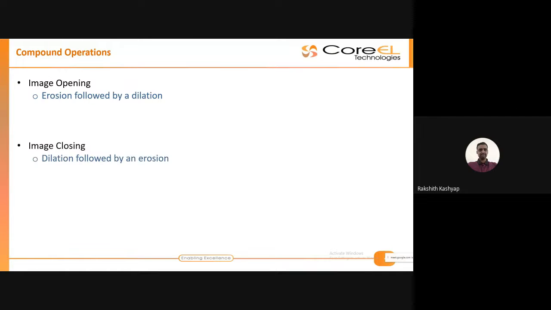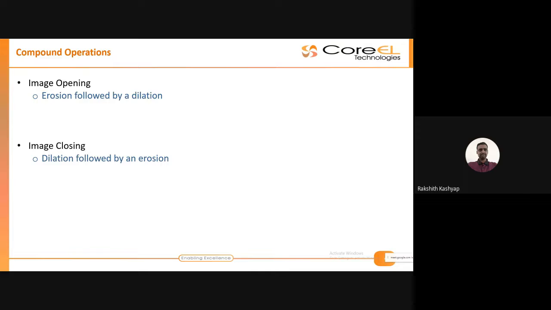Similarly, we can do the opposite also. We can do dilation at the beginning, followed by an erosion operation. That particular operation is called the image closing operation. So this is the basic concept behind the compound morphological operation. As I told before, it is the combination of the fundamental morphological operations, but in a particular order. If I do erosion followed by dilation, it becomes opening. If I do dilation followed by erosion, it becomes the image closing operation.